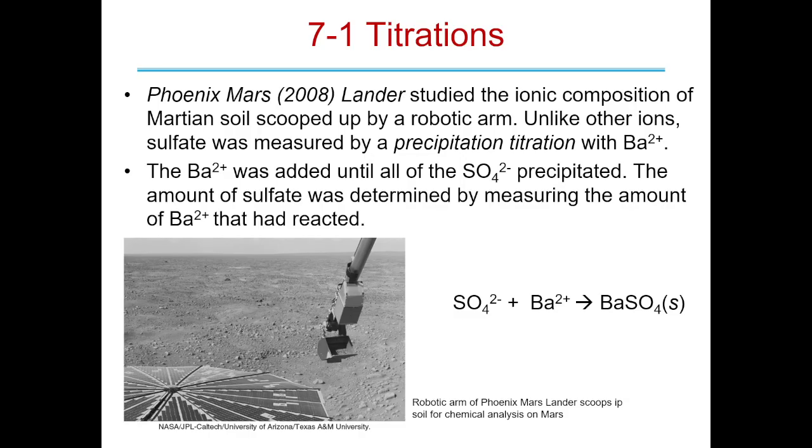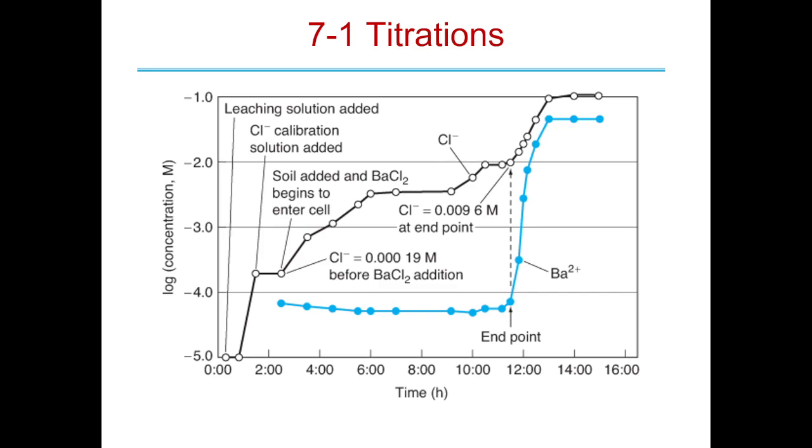yeah. The Ba2+ was added until all of the SO4 was precipitated. The amount of sulfate was determined by measuring the amount of Ba2+ that had reacted. And so they were using this stoichiometric reaction right here, right? Which in this case was 1 to 1. So, but I want to make sure that you know that it does not have to be 1 to 1, okay? Something that people get stuck on all the time. Okay.